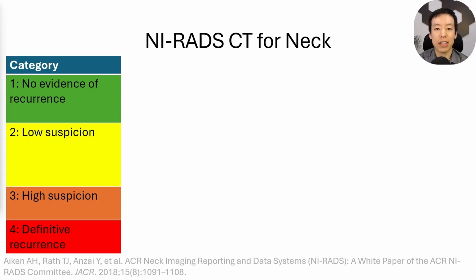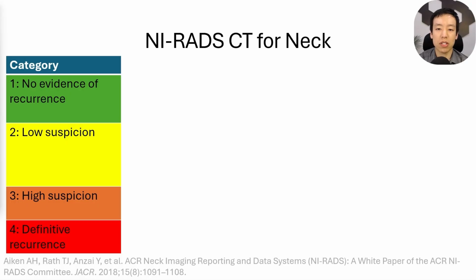At its core, NI-RADS is a system to express the degree of uncertainty that a radiologist has that a certain patient has active tumor. There's a score on a scale from 1 to 4 that is separately assigned for the primary tumor site in the aerodigestive tract and in the neck, meaning in the lymph nodes. So NI-RADS 1 means no evidence of recurrence, NI-RADS 2 means low suspicion for recurrence, NI-RADS 3 is high suspicion for recurrence, and NI-RADS 4 is definitive recurrence.